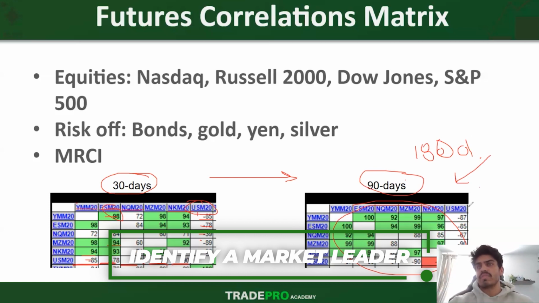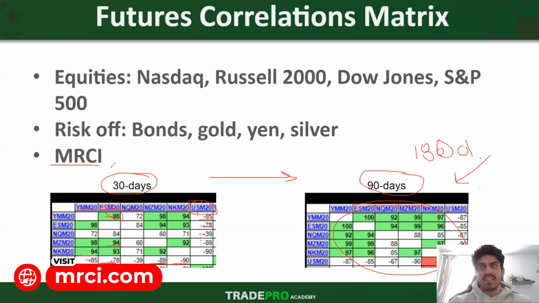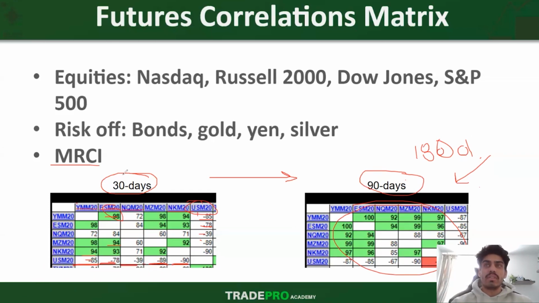There are some discrepancies here and there, but generally we see positive within the equities and positive within the risk off, and then negative when they correlate with one another. Now, this is a great website to check out, MRCI. It shows the correlation matrix. If you have any questions about what assets are correlated with what assets, what may have negative correlation, what have no correlation whatsoever.